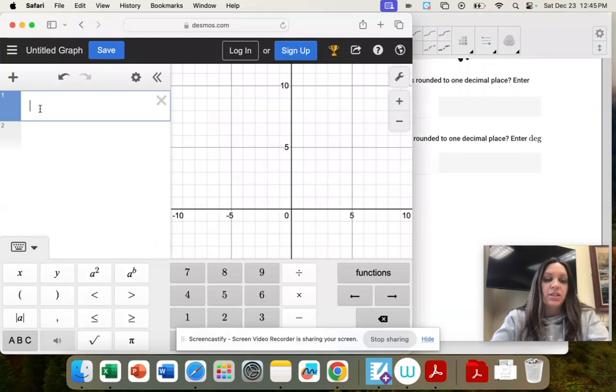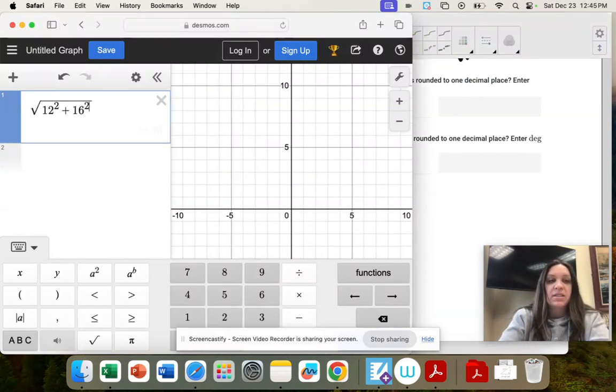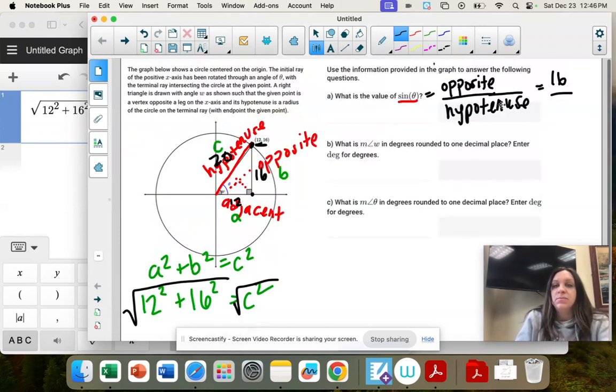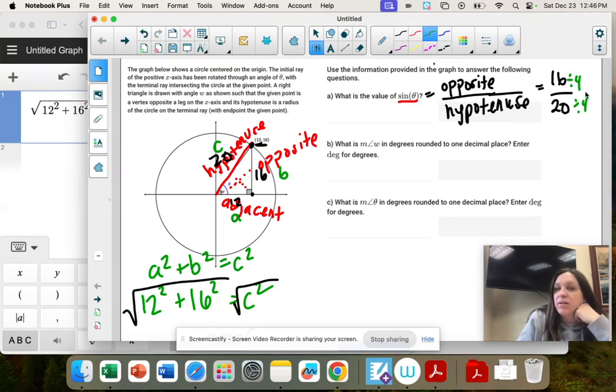So I'm going to type it in just like that. The square root of 12 squared plus 16 squared is 20. So c is 20. That's our hypotenuse. So 16 over 20, and that reduces, these both divide by 4. So sine is 4/5.